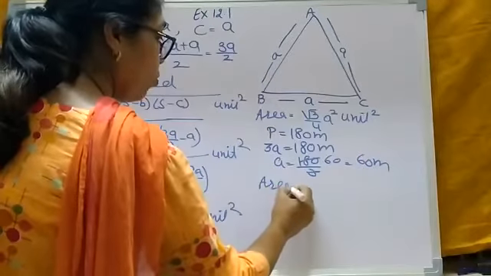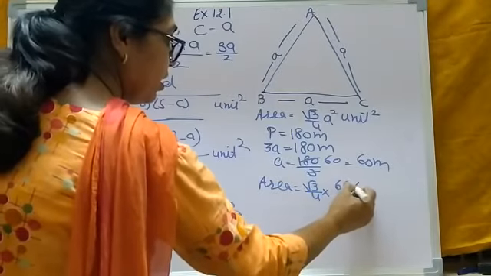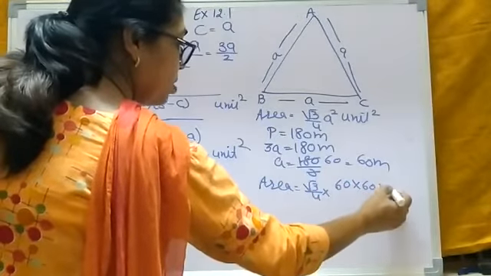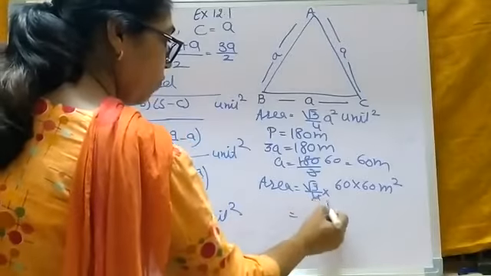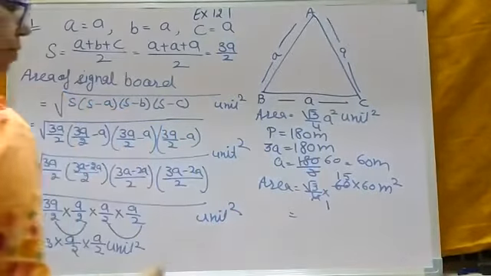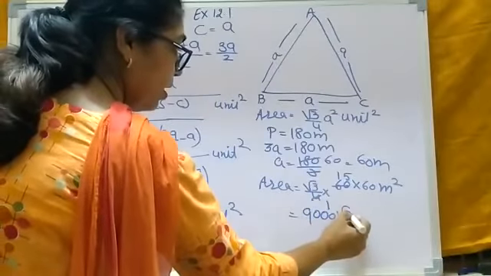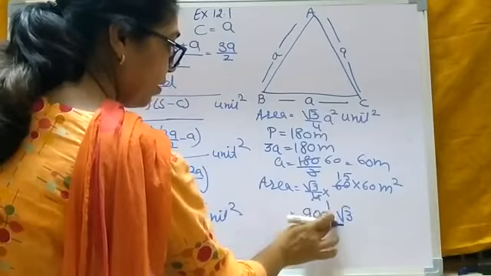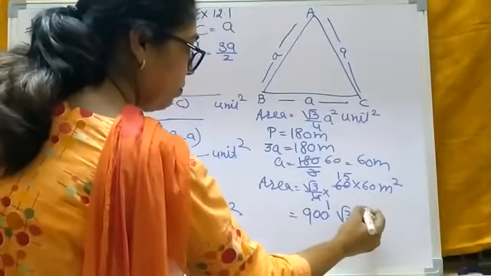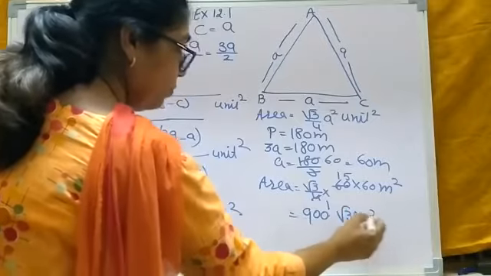Area is equal to root 3 upon 4 into 60 into 60 meter square. 4 ones are 4, 4 fives are 20. 900 root 3 meter square. Okay.